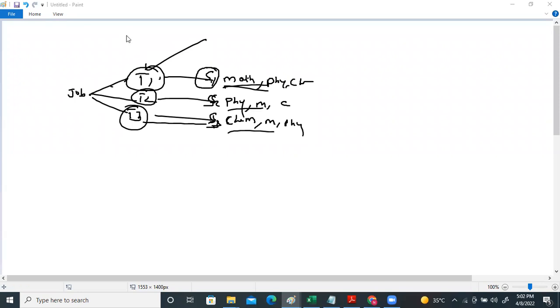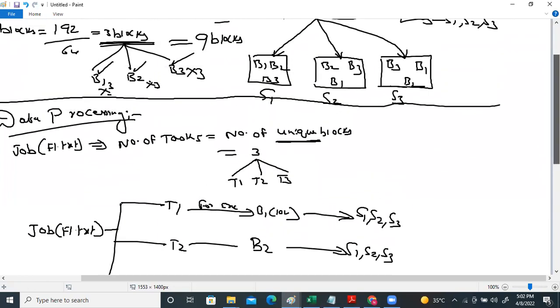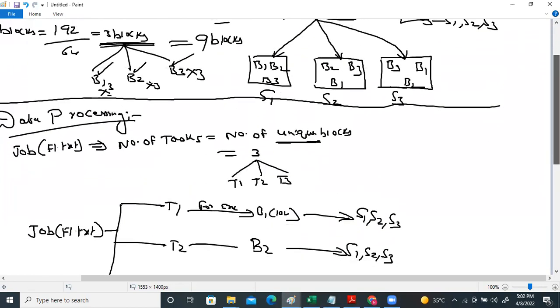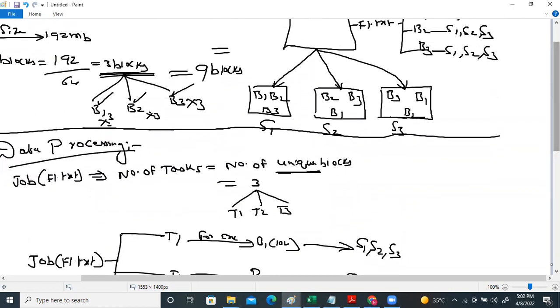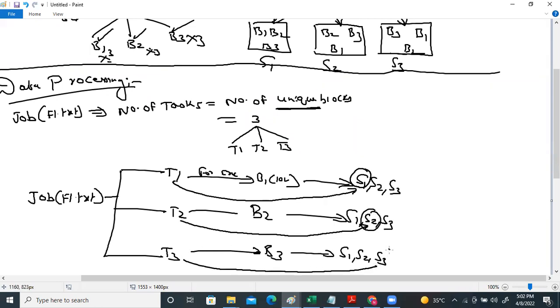Okay, fine. Yes, coming back to our example, right? So here also T1 task, S1, S2, S3, any of the slave systems can execute. T2 also, T3 also, right? But assume the master node has selected S1 only for executing T1 task. For executing T2 task, master node has selected S2 only. Assume. For T3, it has selected S3 only, right?